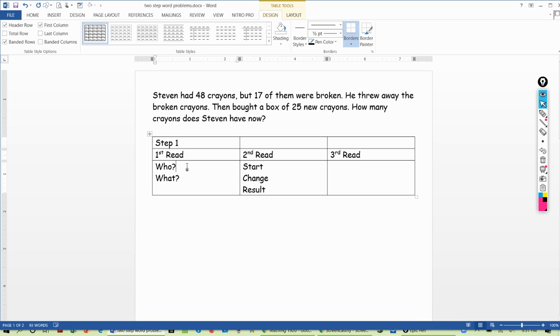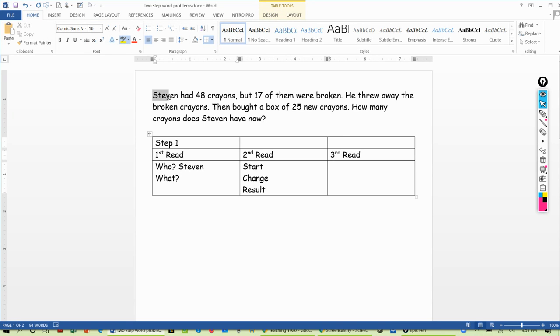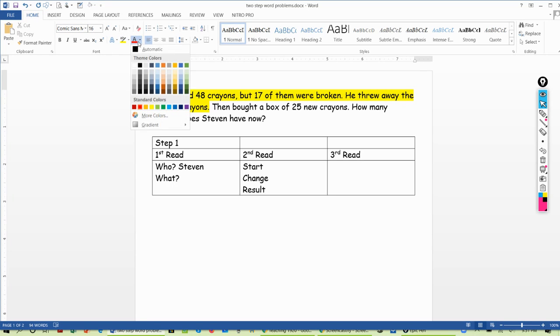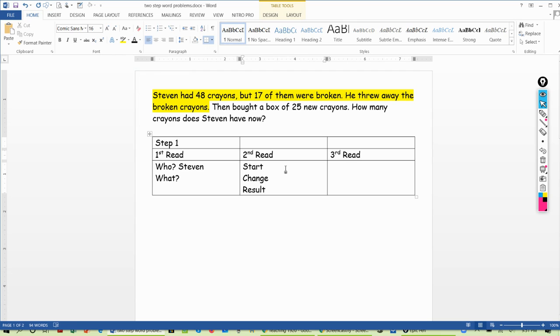Okay, so who are we talking about? Stephen. What is he doing? What are we talking about in the first step? Now I want you to know that we are talking about our first step here, only this part. Okay, so Stephen has 48. So Stephen has how many crayons? 48 to start with. And then what happened next? The change is 17 broke.